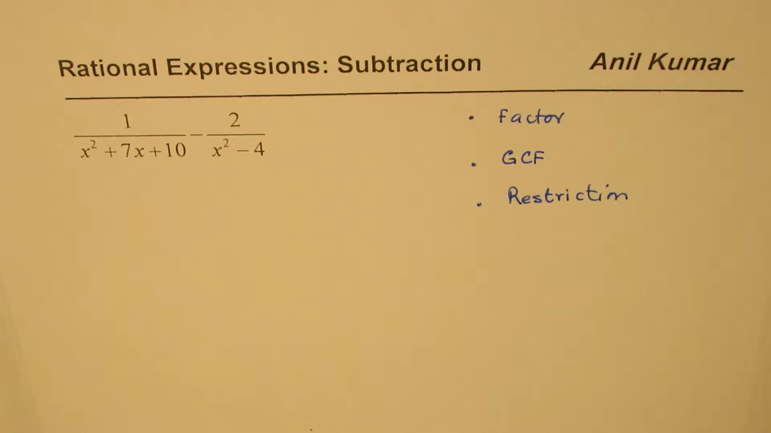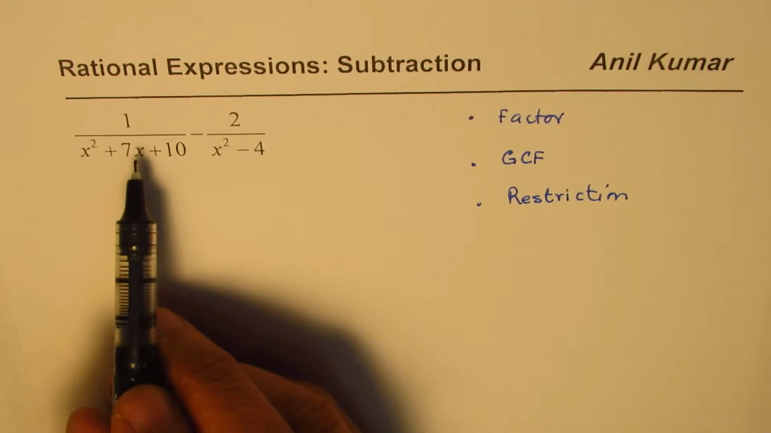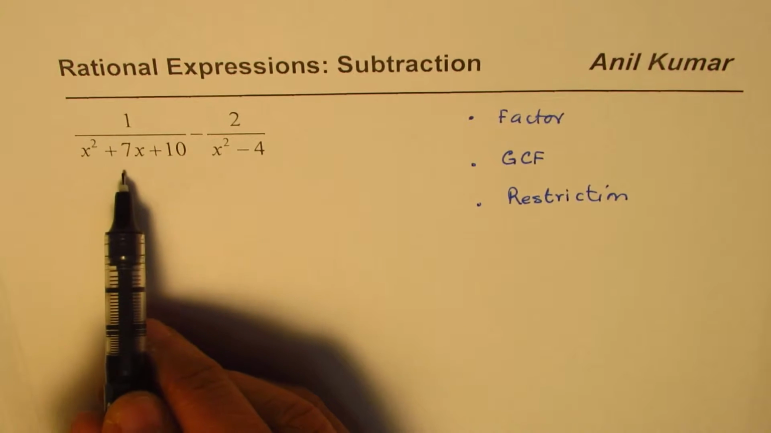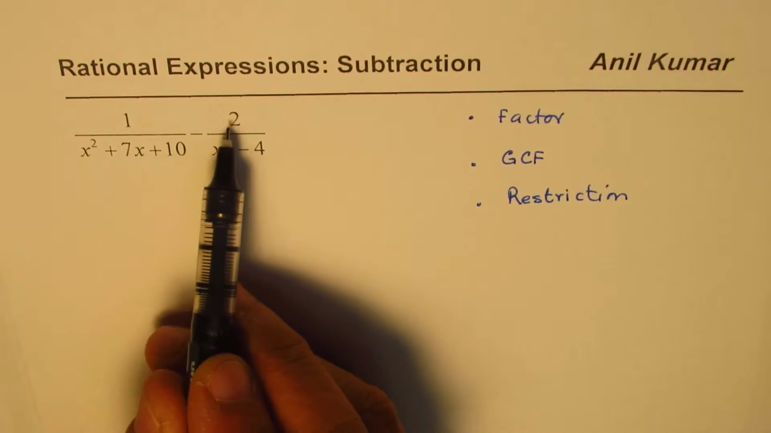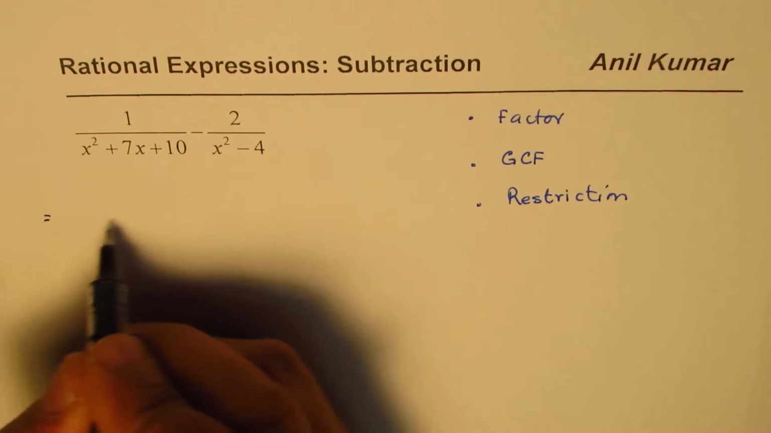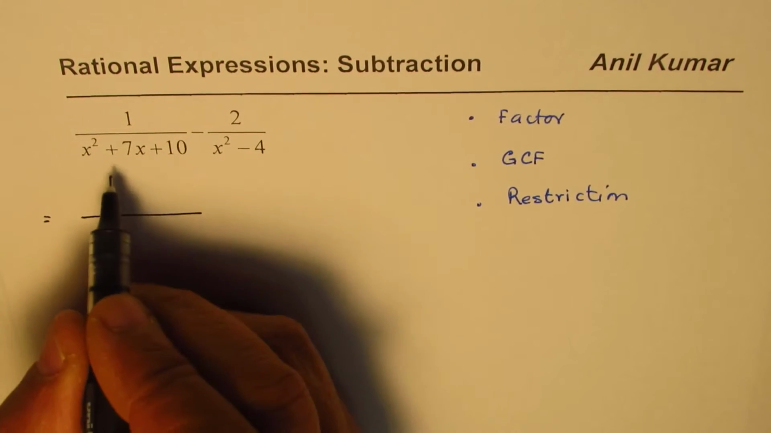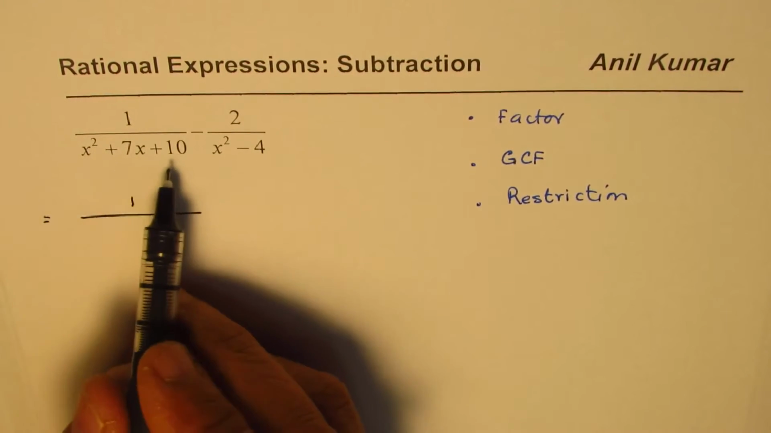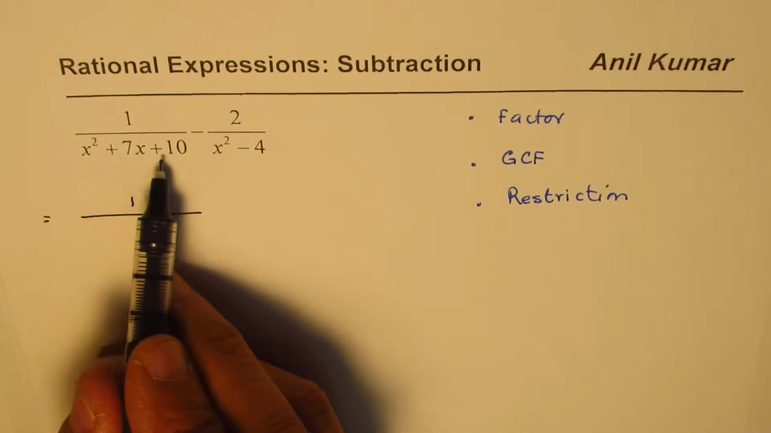So let's begin by factoring the given terms. The rational expressions given to us are 1 over x squared plus 7x plus 10, take away 2 over x squared minus 4. So the denominator here is a trinomial, a quadratic, x squared plus 7x plus 10.